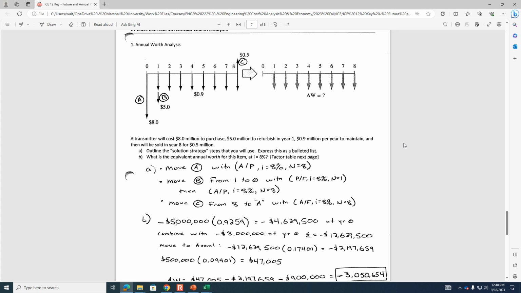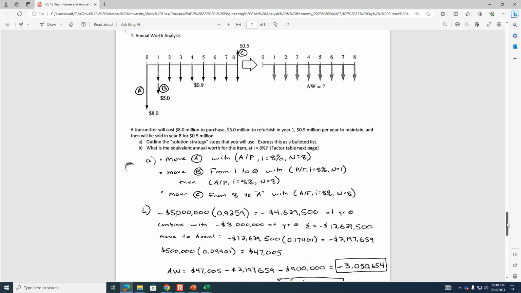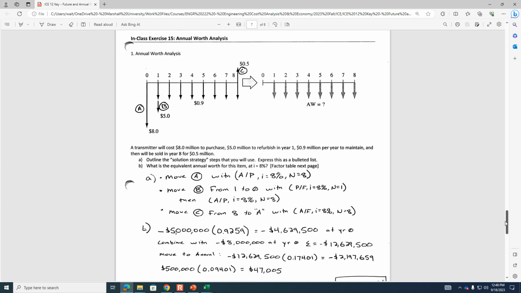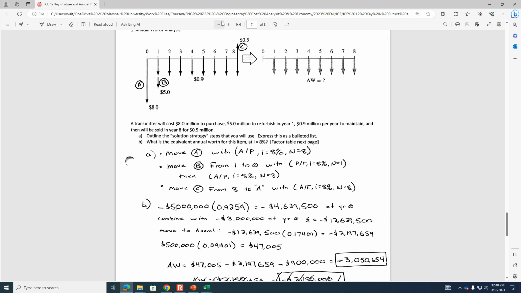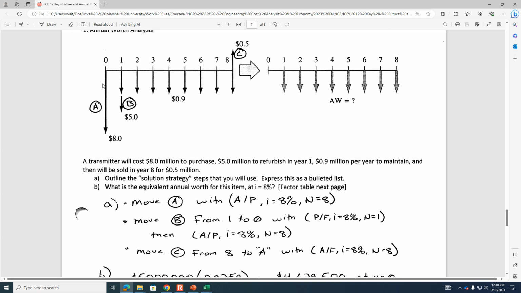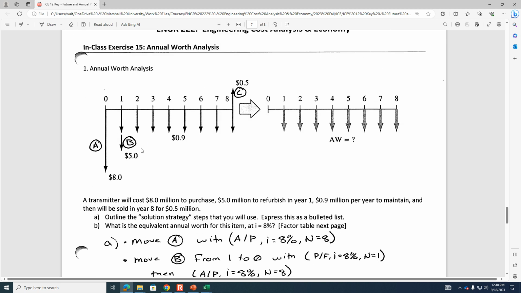Okay, I don't think we're going to make it to the fourth problem on the back side of the handout. We'll revisit that on Wednesday. But let me just talk you through how we found the annual worth of this. The things that aren't at an annual worth already are the initial purchase price, which here I've labeled as A, this refurbishment cost, which is labeled as B, and then the salvage value, which is labeled as C.